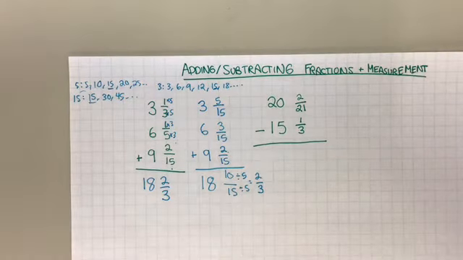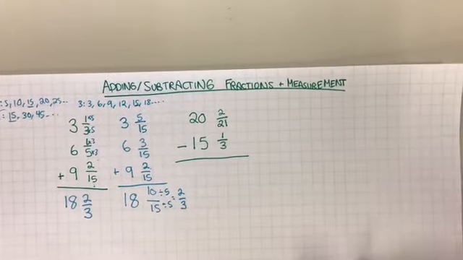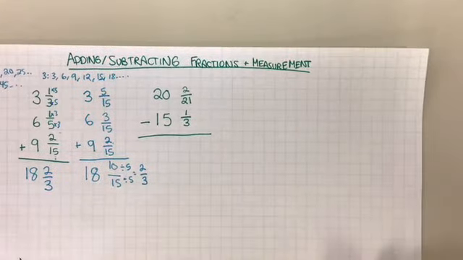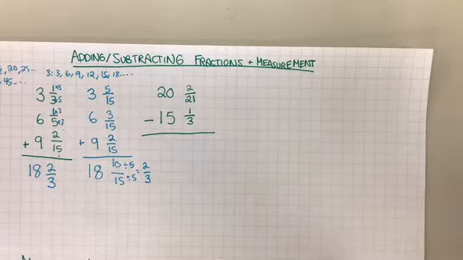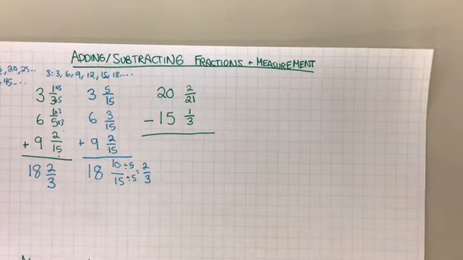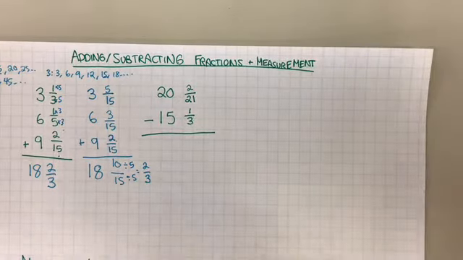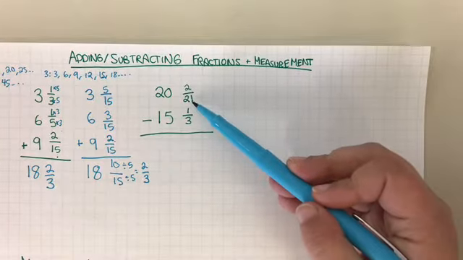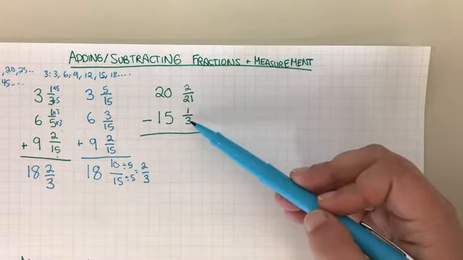There we go. Now let's think about this one. This is a subtraction question. Sort of gotten into my addition question, but that's okay. We can work with it. So we have 20 and 2 21sts minus 15 and 1/3. I see a few problems that are going to pop up here, but I'm going to focus on the first one first. So I look at my denominators, 21, 3.